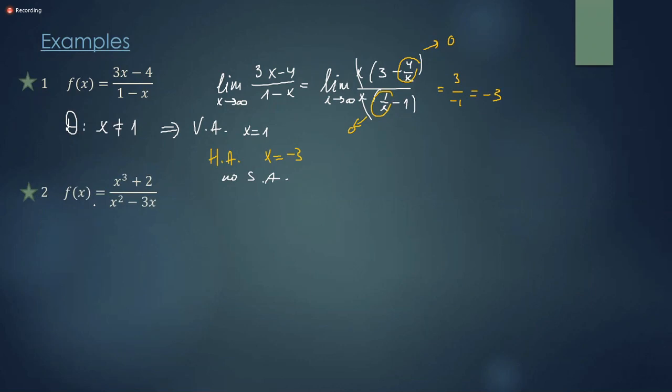Another example. We start with the domain to see x squared minus 3x cannot be 0. That is x times x minus 3, right? So x cannot be 0 and x cannot be 3. So we have two vertical asymptotes. These are the points of discontinuity. For rational functions, the discontinuities and the vertical asymptotes are so easy to find.